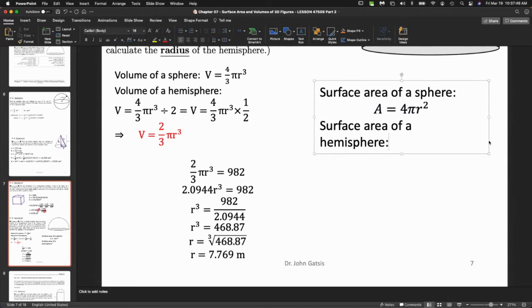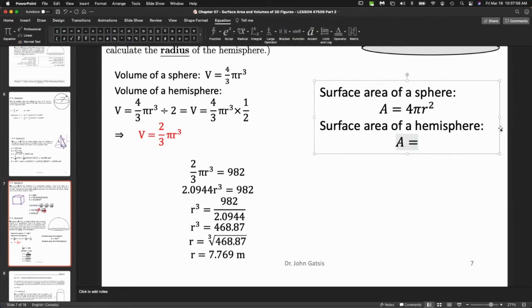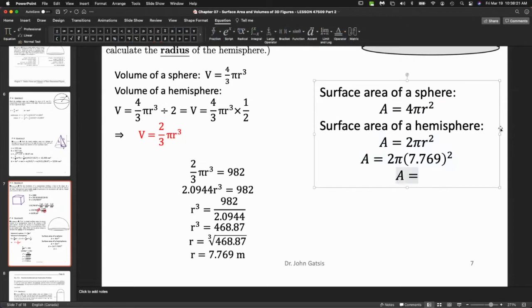Can someone enlighten us as to what the formula would become? How do you change this formula to make it a hemisphere? Hemisphere area. Yeah, you just make it a 2. You don't need fancy math there. You need just a little bit of finesse, a little bit of quick wit there, because that's the answer that we're going to get. It's 7.769 squared. I did this earlier, so I'll spare you the delay here. I got 569 square meters.